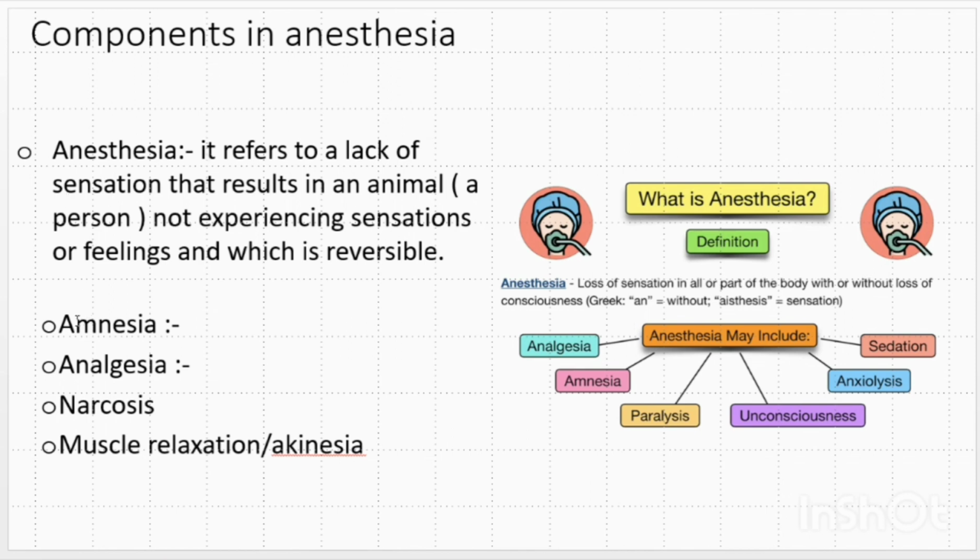Next, we will move on to the components of anesthesia. You can see there are six components here. The first one is amnesia. Amnesia means a temporary loss of memory. Before surgery or before intubation, the patient knows everything. The patient is responding and can see everything.